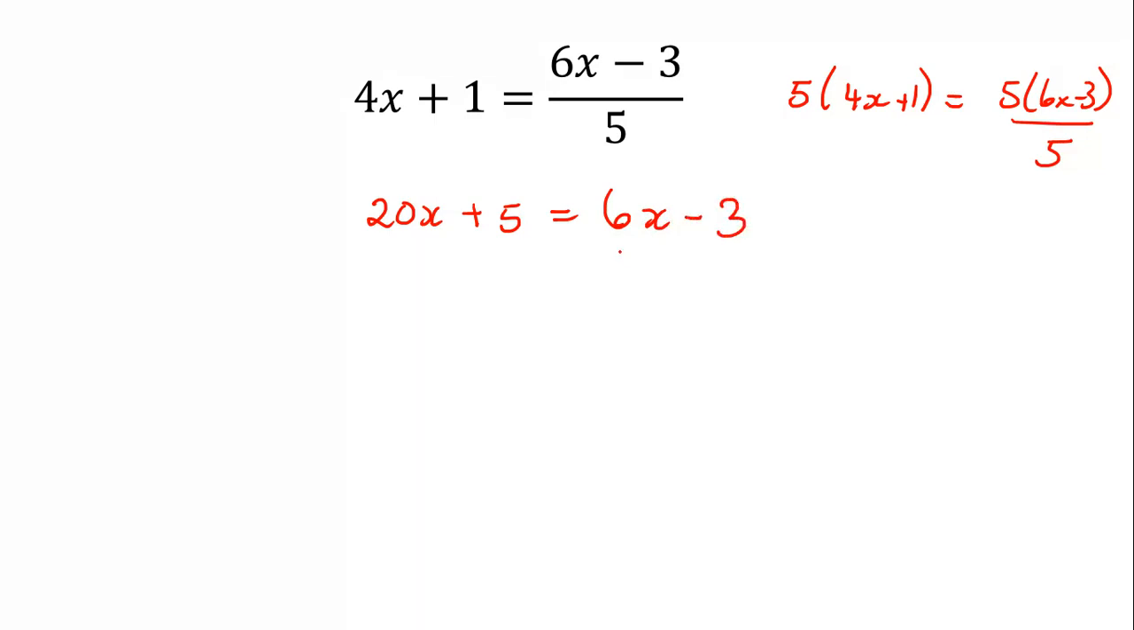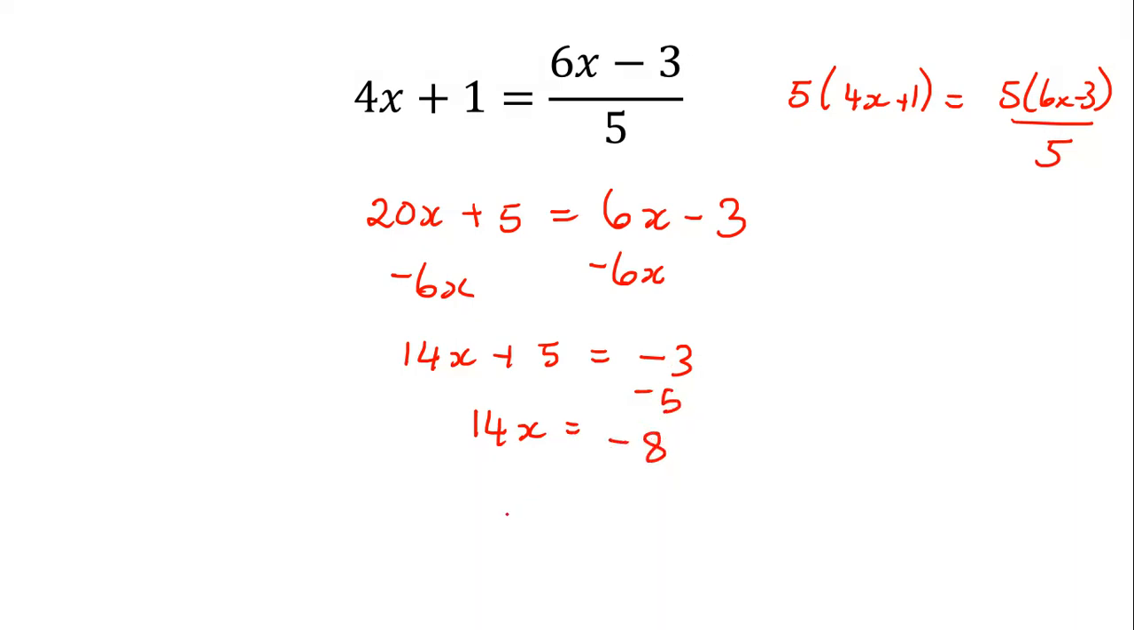Lots of ways to do it from this stage, but I'm going to subtract 6x from both sides. So I'm left with 14x plus 5 equals negative 3. I'll subtract 5 from both sides. So 14x equals negative 3, take away 5, which is negative 8. So x equals negative 8 divided by 14, which I can simplify to give me negative 4/7, which again is not going to give me a nice decimal, so I'm going to leave it as negative 4/7.